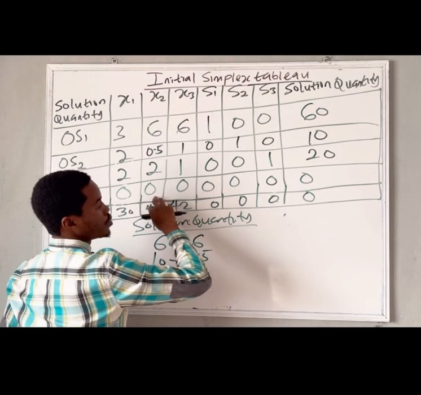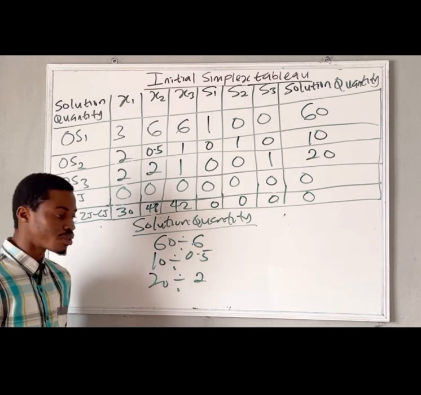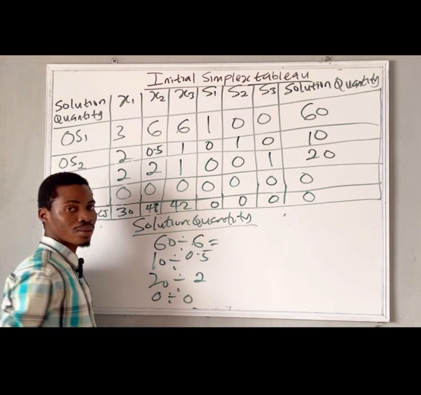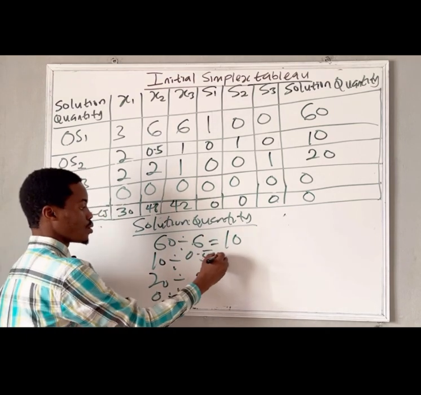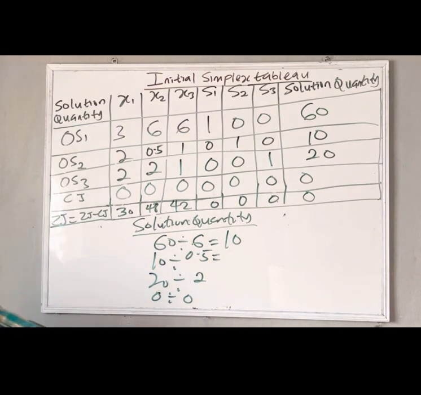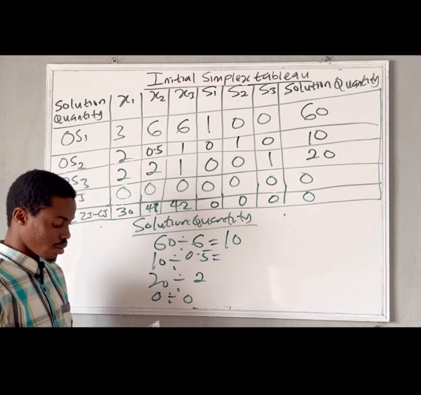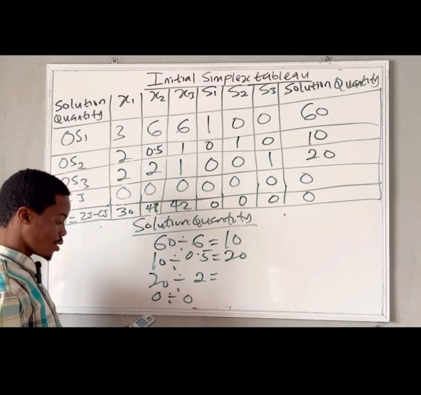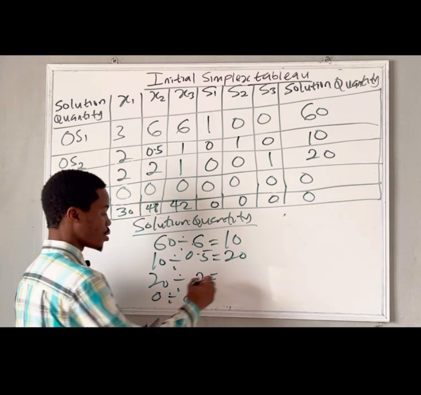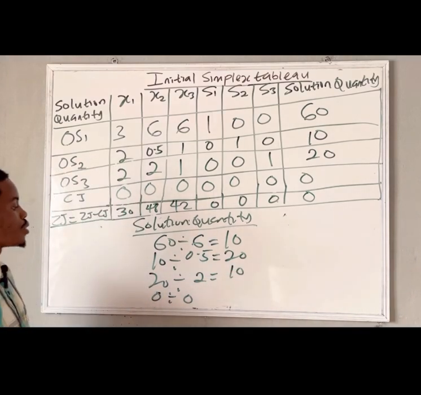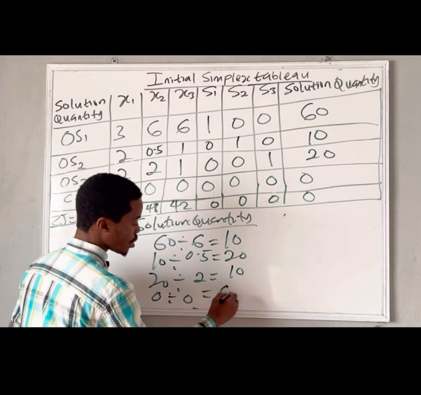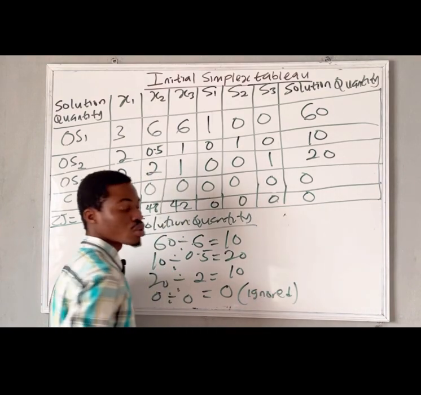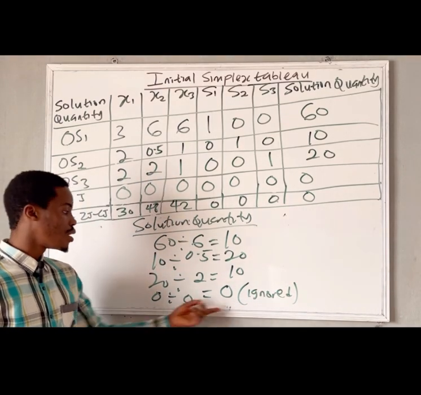Then this one is 0, 0 divided by 0 is 0. So 60 divided by 6, I'm going to get 10. 10 divided by 0.5 is 20. Then 20 divided by 2 is 10. Then 0 divided by 0 is 0. So I'm going to ignore it, because it's not a valid value. Whenever I see 0 or a negative, I'm going to ignore it.